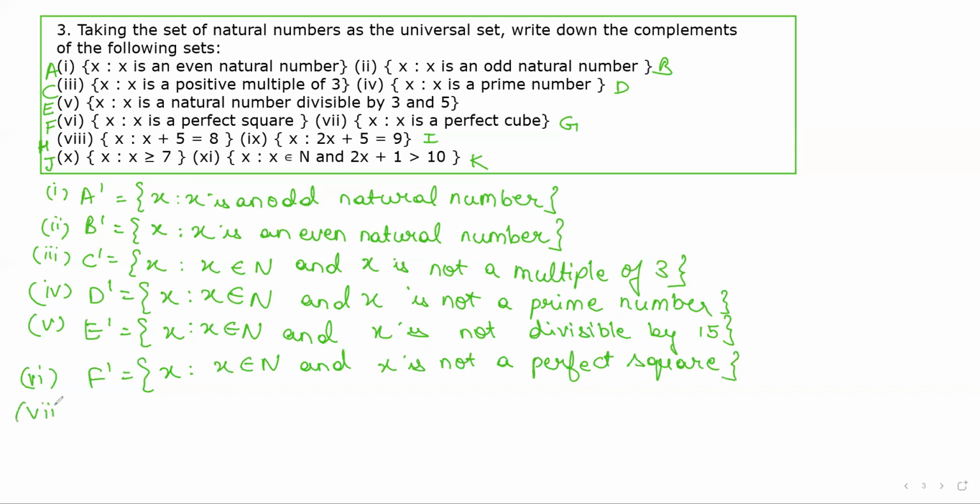Seven. G dash is equals to x is a perfect cube, so x belongs to n and x is not a perfect cube.